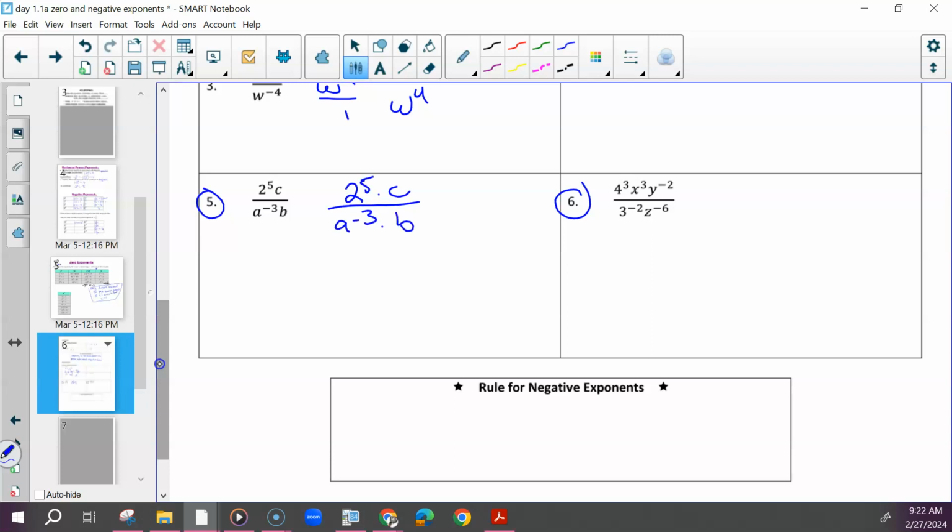So we can figure out what 2 to the 5th is. I didn't mean to write that there first. What is 2 to the 5th? So it would be 2 times 2 times 2 times 2 times 2. What do you say? 32. Yes.